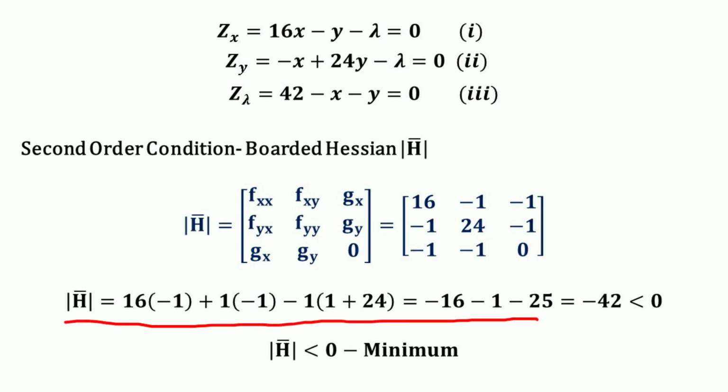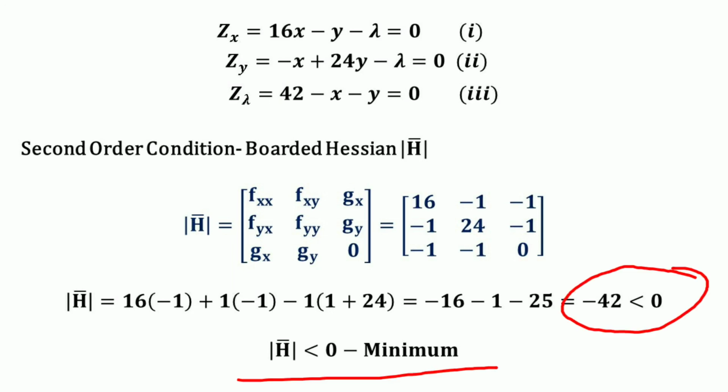After substituting these values, we want to find the determinant of the bordered Hessian. It is already solved, and we received the value of the determinant of the bordered Hessian equal to minus 42, which is less than 0. So we can say that the given cost function is minimized.